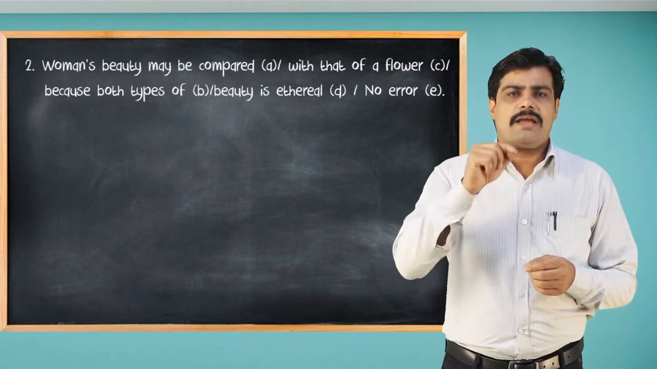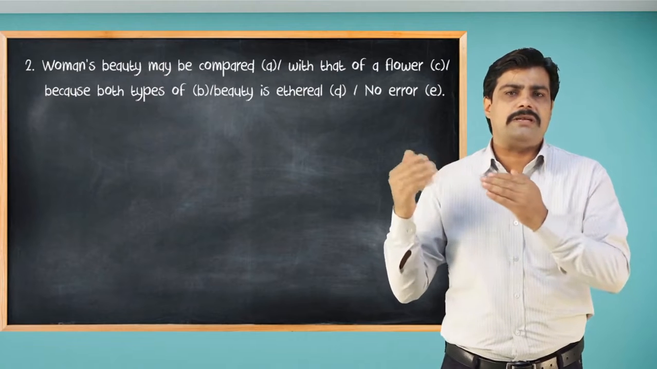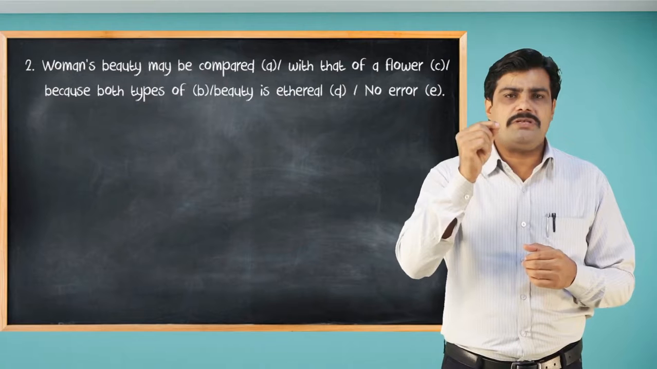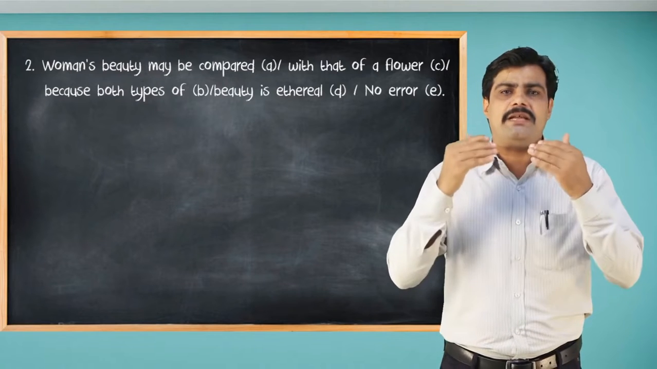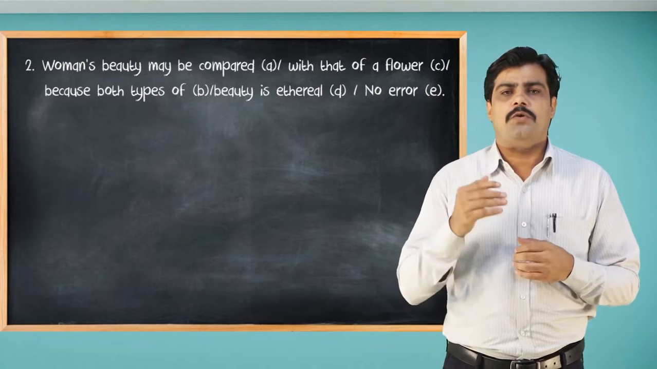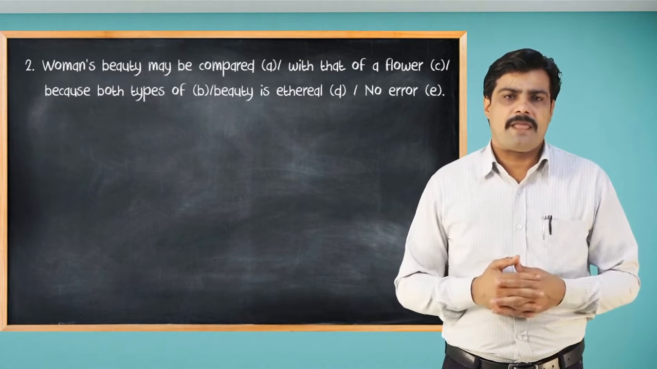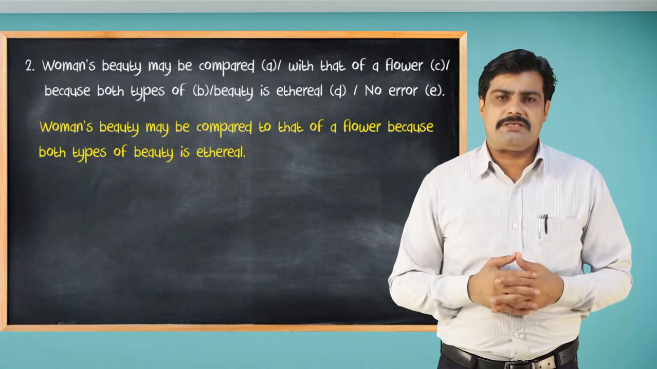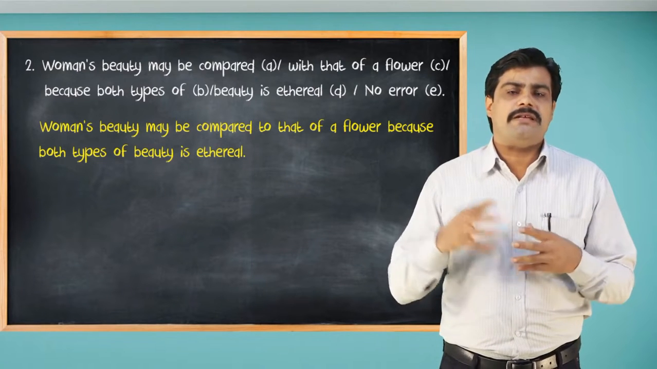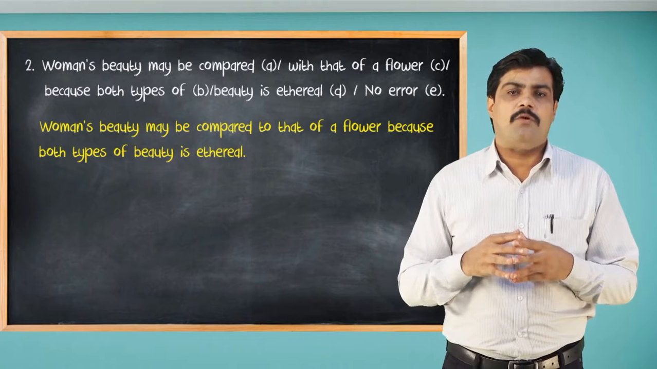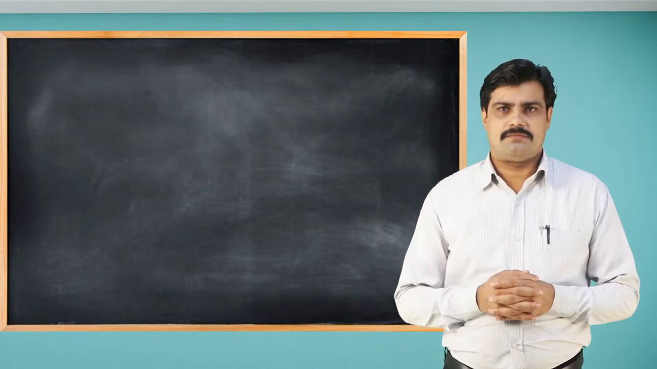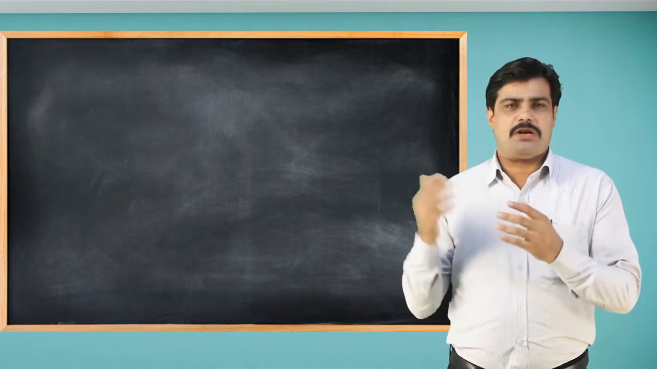While compared to is used for comparing two things which are not similar or not alike. For example, he compared her eyes to the depth of the ocean. Here the preposition to is used to emphasize the resemblance between two things which are not the same. Now it is the correct sentence. Women's beauty may be compared to that of a flower because both types of beauty is ethereal. Now let's take the third one.